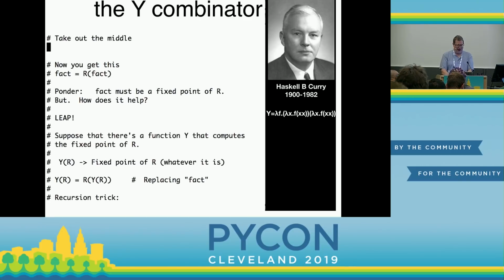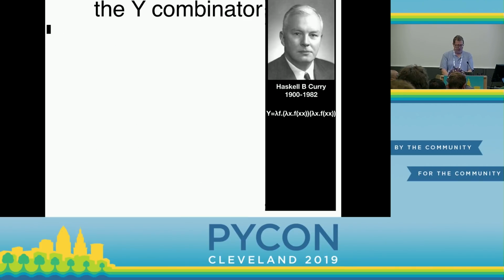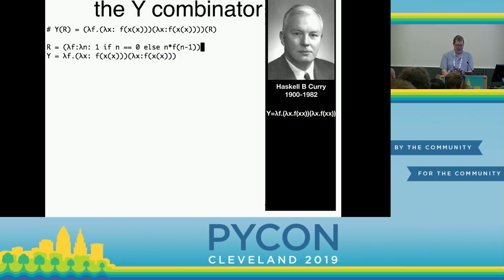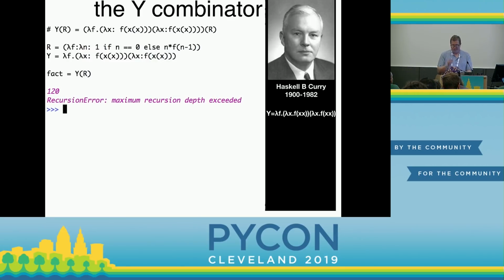is you would write out your recursive relationship here. You would say R is that, and then what you would do is you would just say fact is equal to Y of R. And if that thing is working, it should basically produce a recursive function for you through serious magic. In theory, yeah.